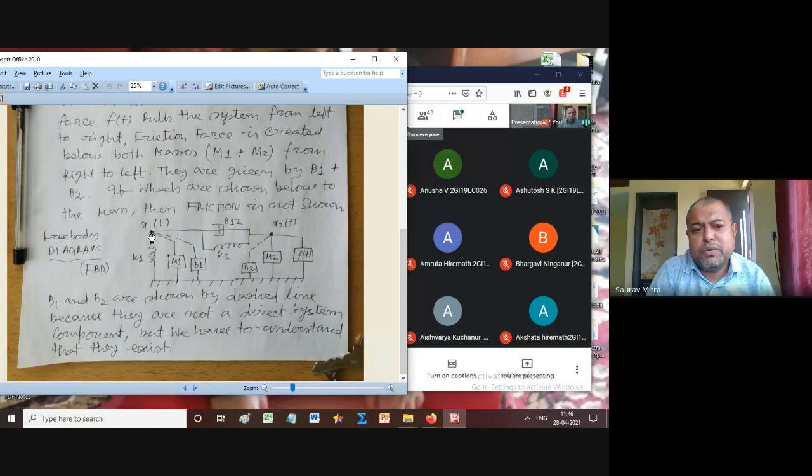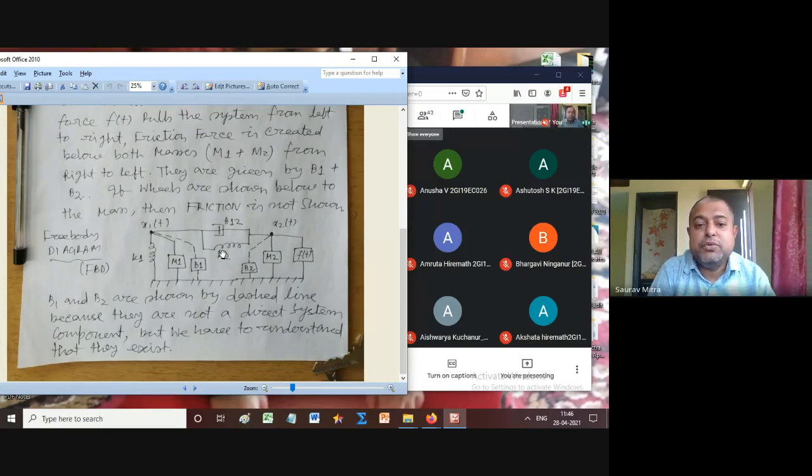Check here. x1(t) is the first displacement connected to K1 only, between x1 and 0 ground. M1 connected between x1 and 0 ground. B1. So why have I shown it by dashed line? Because it is not a part of the circuit visibly, that you have to assume. So this is your insight, how much you have understood it. So that generates the B1. Here also this generates the B2.